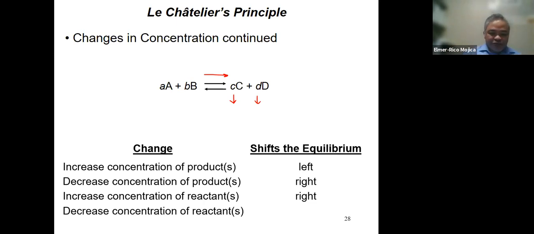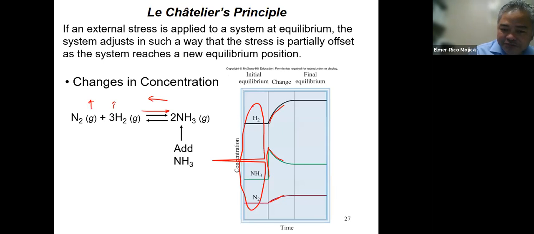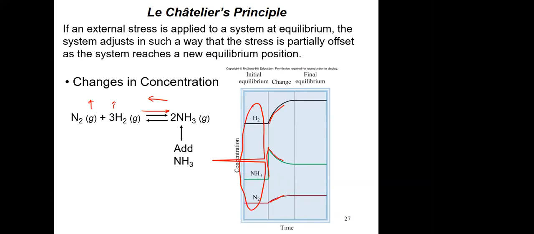So how do you think they produce ammonia in the industry? Anyone, if you have this reaction? What's the practical application of this Le Chatelier's principle? What do you think they do so that they will continuously produce ammonia? Anyone? They keep taking the ammonia away. Yep.